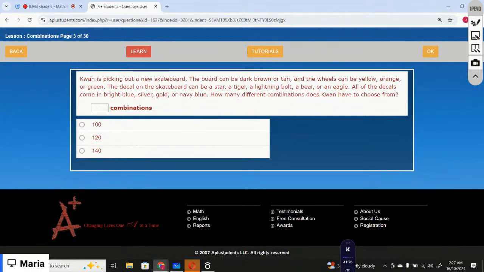One is picking out a new skateboard. The board can be dark brown or tan, and the wheels can be yellow, orange, or green. The decal on the skateboard can be a star, tiger, a lightning bolt, a bear, or an eagle. All the decals come in bright blue, silver, gold, or navy color. How many different combinations does one have to choose from? So, which is the correct option?